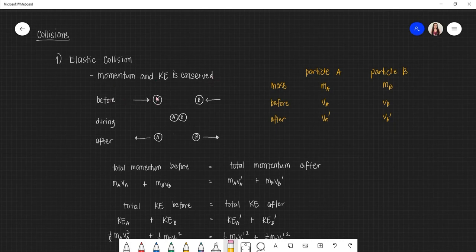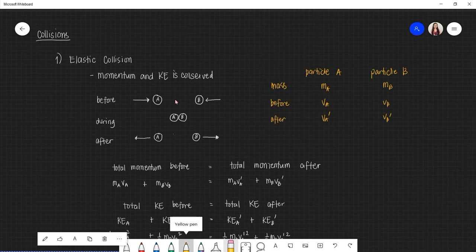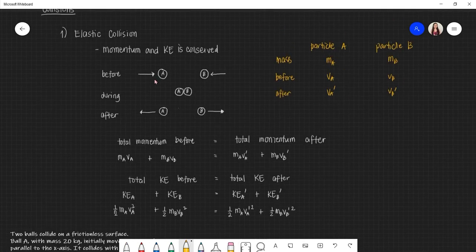So supposing we have particle A colliding with particle B. Particle A is moving towards the right, and particle B is moving towards the left. So they undergo a head-on collision, wherein after the collision, particle A goes back to the left and particle B goes back to the right. So before and after the collision, the total momentum and the kinetic energy are conserved.